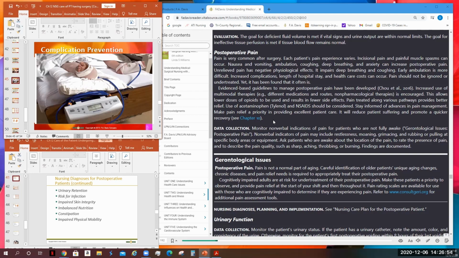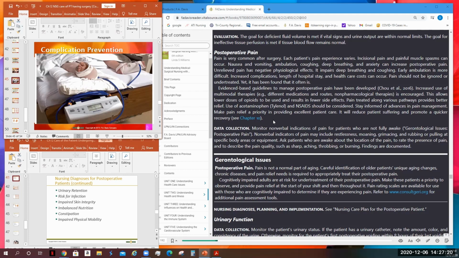Unrelieved pain has negative physiological effects. It impairs deep breathing and coughing. Early ambulation is more difficult. Increased complications, length of hospital stay, and healthcare costs can occur. Pain should not be ignored or undertreated, yet it has been found that it often is.